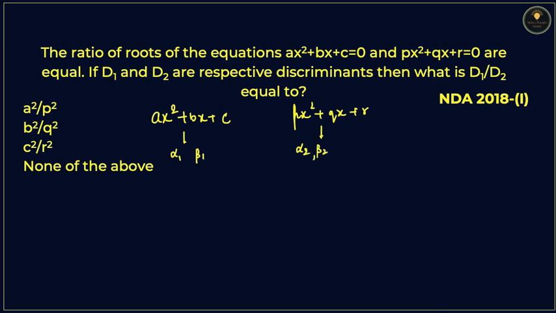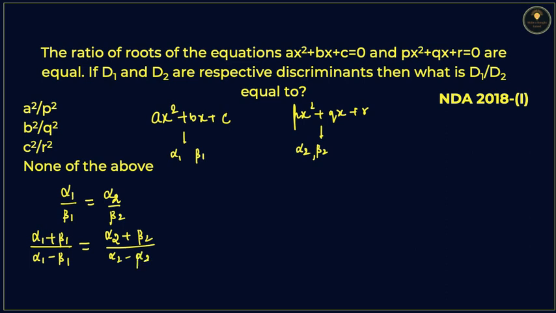Now the ratio of the roots is equal, so you will write alpha 1 by beta 1 equal to alpha 2 by beta 2. Now we will use the componendo and dividendo method, and you will write it as alpha 1 plus beta 1 upon alpha 1 minus beta 1, equal to alpha 2 plus beta 2 upon alpha 2 minus beta 2. Now we will do the squaring on both sides.